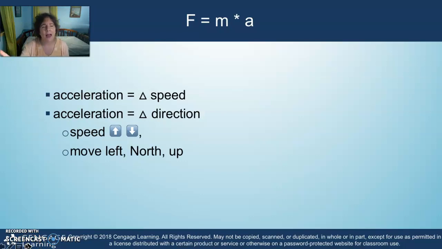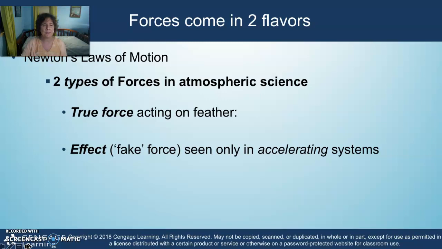That there are several forces going on that can change speed and direction, that can change speed going at 25 knots or at 15 knots, or change direction going north or going southwest or going southeast. Those are directions that can change with that feather. There are true forces acting on the feather, and then there are fake forces. Let's go into the true forces first.